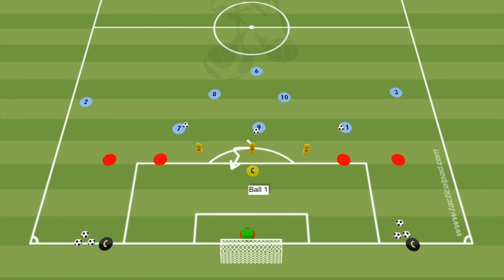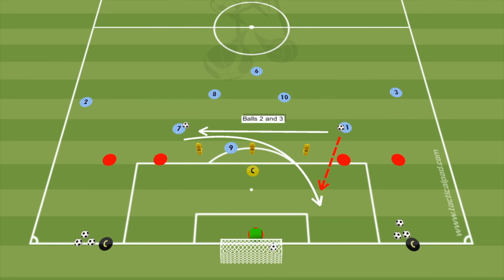The first one, ball 1, is the striker driving towards the central mannequin and shooting. Balls 2 and 3, and this is not easy, are played from the 7 and 11 to each other in 2 different ways. 11 plays a slow ball to 7, slow in terms of the weight of the pass. When that ball's on the way, 7 then plays a ball to 11 who's running inside the box to finish.